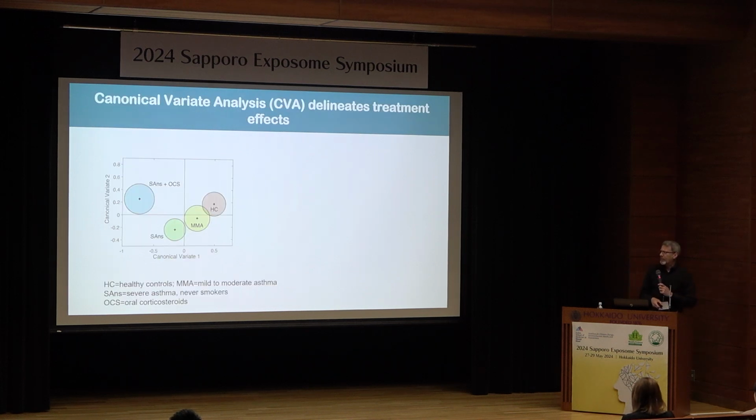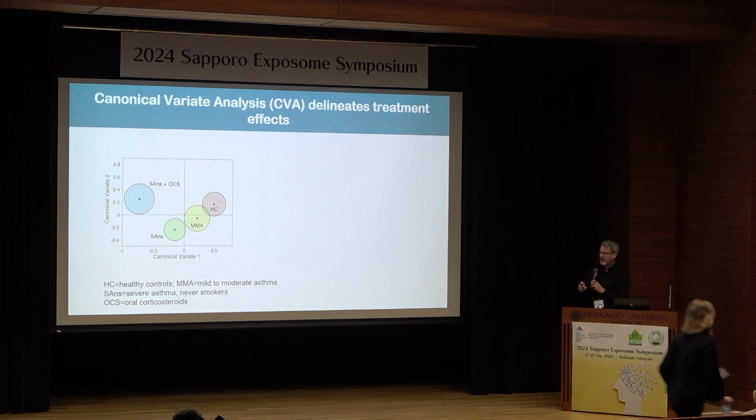What's a little more interesting, this is a canonical variate analysis. And so here we can look at the 4 different cohorts. What we see is that our severe asthmatic non-smokers are distinct from our mild to moderate asthmatics, but they overlap with other controls.